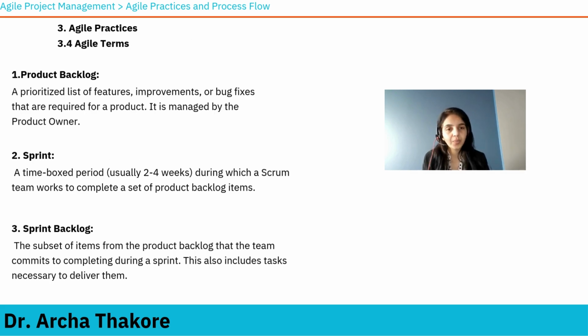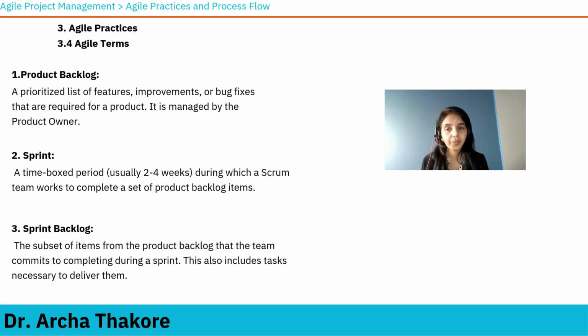Now we will talk about each of the terms that we saw in the cycle. We will explain them in detail. So the first one is product backlog. I already talked a little bit about it. What is a product backlog? It's a prioritized list of features, improvements, bug fixes, everything that the project needs to cover. It is managed by the product owner, it is created by the product owner, and it is prioritized also by the product owner.